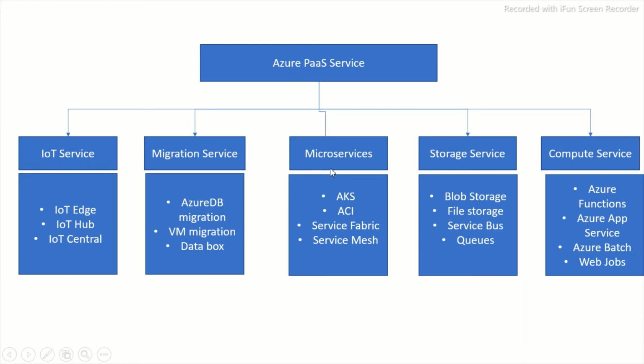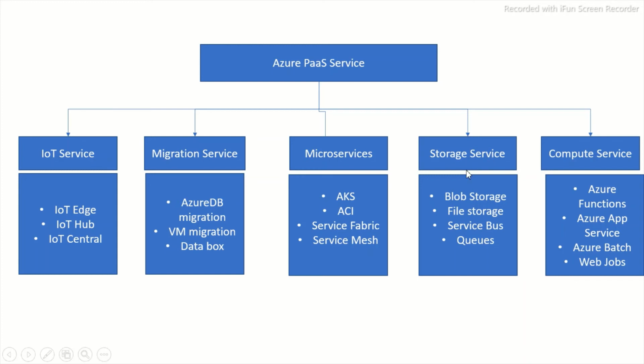Microservices is where the Docker concept comes up. Where can you put your Dockers? You can put your Docker on AKS, ACI, Service Fabric. Service mesh is another important network related activity that we can perform on AKS or on ACI. You can even put microservices on web apps or Azure Functions. So microservices can be hosted on several Azure services, and that's what we are going to cover under microservices.